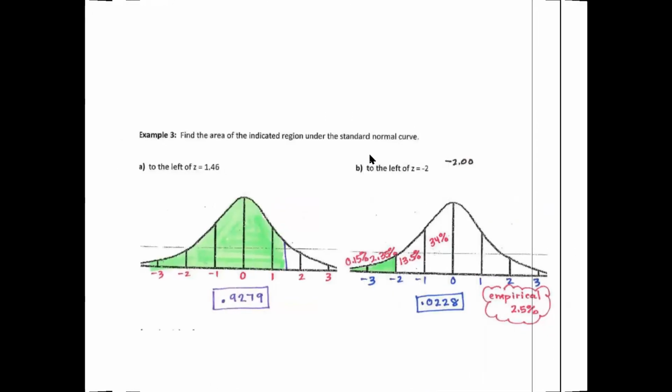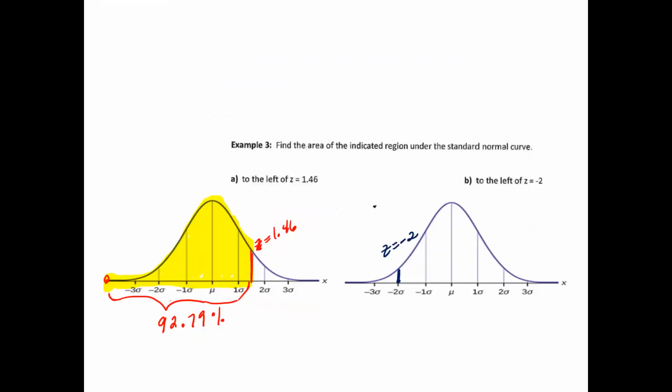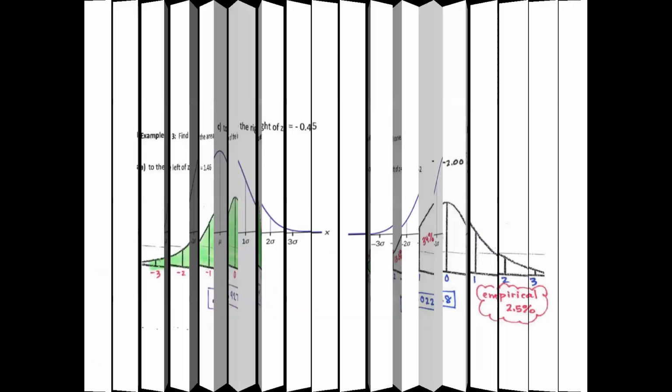And so I'm going to come back over here. 0.0228. Okay, and so what that means is that this region, from the beginning right there, left to right to -2, this tiny little region is going to represent 2.28%. All right, let's try another one.